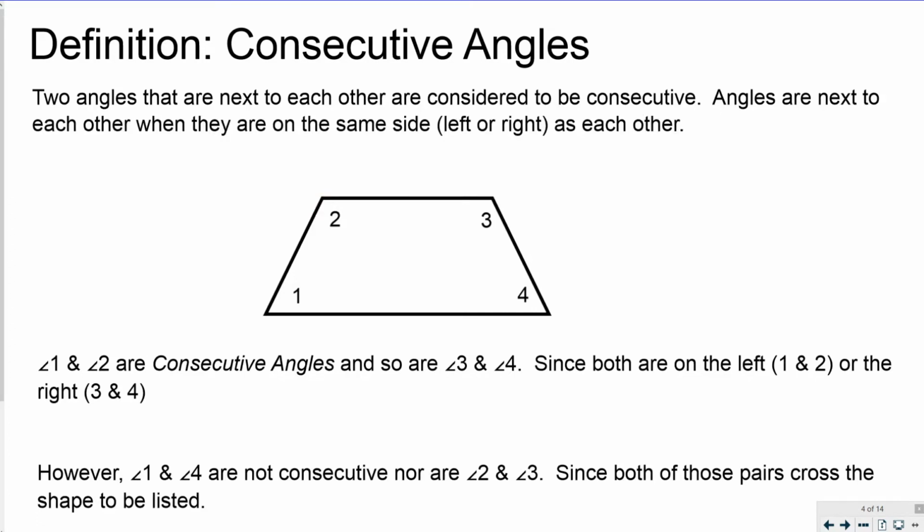The definition of consecutive angles: two angles that are next to each other are considered to be consecutive. Angles are next to each other when they are on the same side, the left or the right, as each other. So in this trapezoid here, angle 1 and angle 2 are consecutive angles, and so are 3 and 4, since both are on the left, 1 and 2, or the right, 3 and 4. However, 1 and 4 are not consecutive, nor are 2 and 3, because they cross the shape in order to be listed. If you need to write any of this down, you can pause the video.